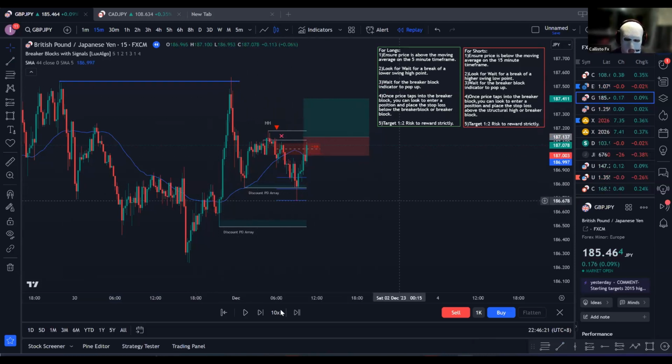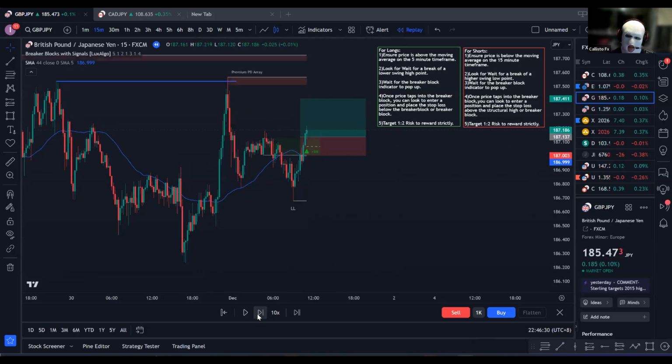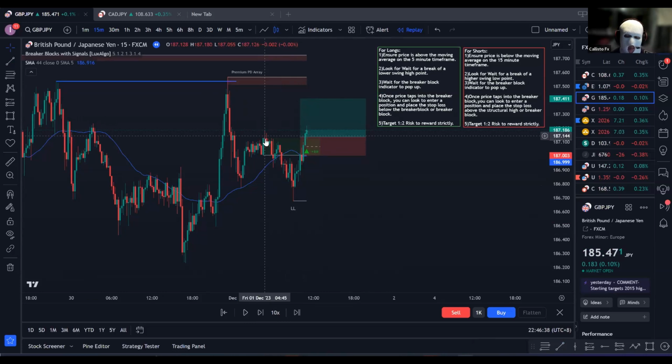Now, what I should be waiting for is for price to break out of this high. So what do I do? I wait. There we go. We now have an indicator. The indicator is popping up as a bullish breaker block. Now, you look at the longs criteria. Wait for this high here to be taken out.